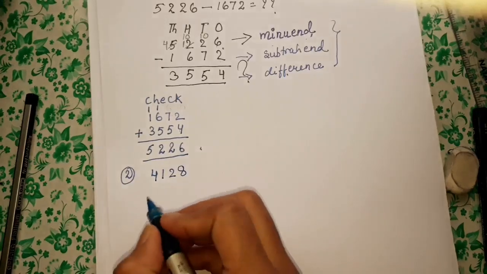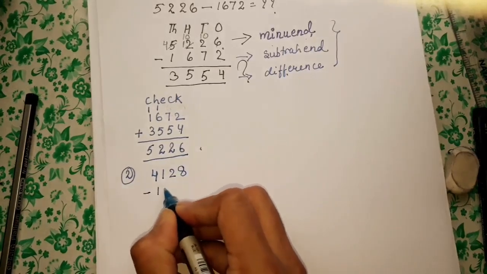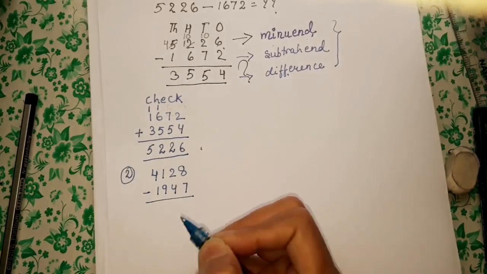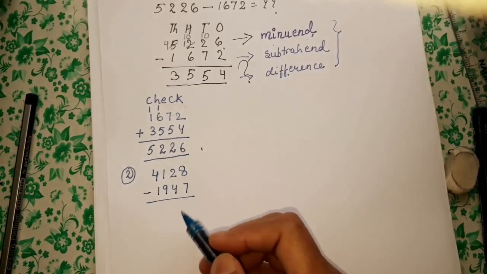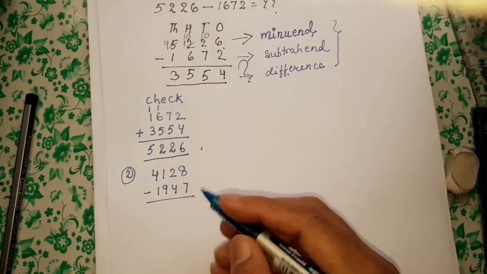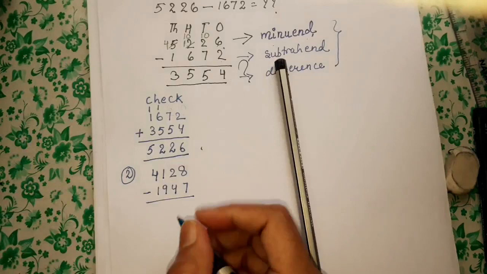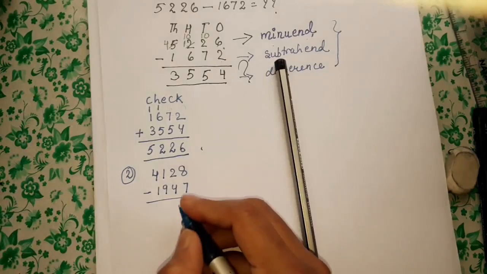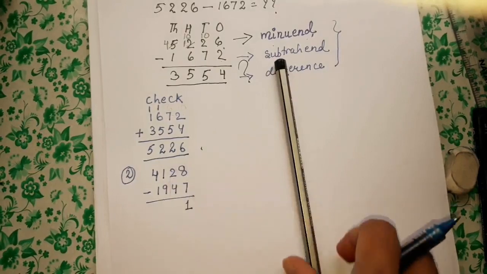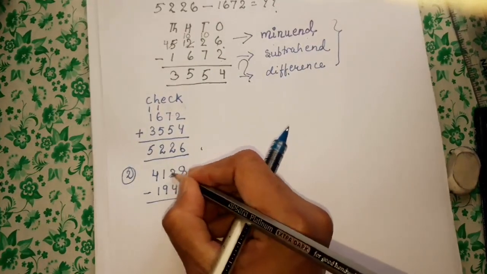4128. We have to subtract 1947 from that number. Now start your subtraction. When we subtract 7 from 8, we get 1. And here we are not able to subtract 4 from 2. So what do we have to do? We have to take borrow.